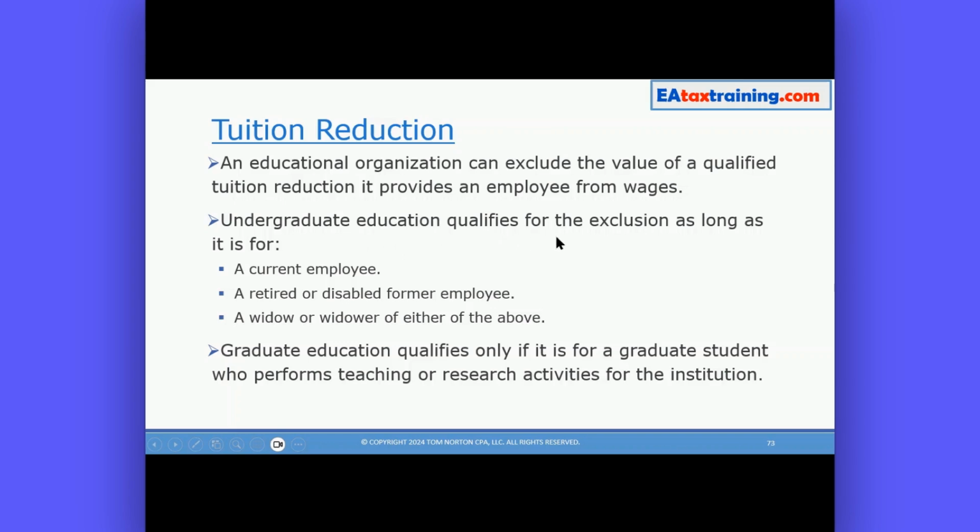So undergraduate education qualifies for the exclusion as long as it is for a current employee, a retired or disabled former employee, or the widow or widower of either of those. Graduate education qualifies only if it is for a graduate student who performs teaching or research activities for the institution. So undergraduate is for any employee. Graduate is only for a graduate student who is also teaching or providing research activities for the institution.